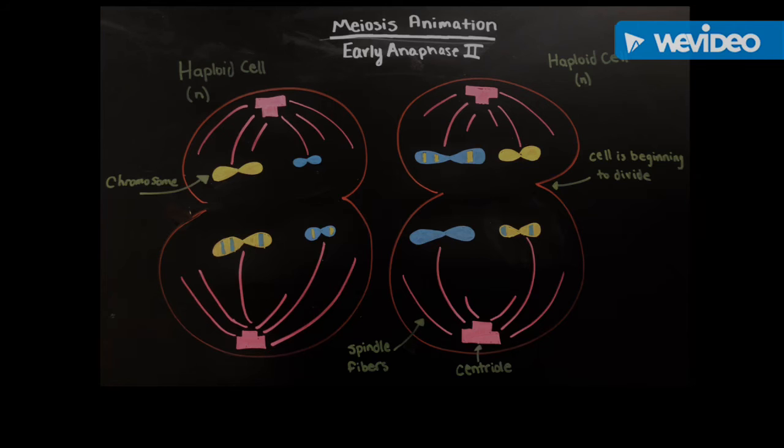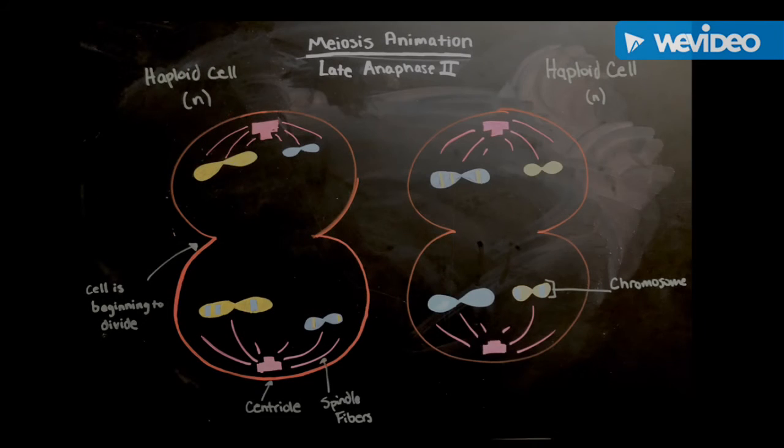each 1 chromosome from each sister chromatid. Both cells are now beginning to divide in late anaphase 2, and the spindle fibers pull the sister chromatids to opposite ends of the cell, and the cell prepares for telophase 2.